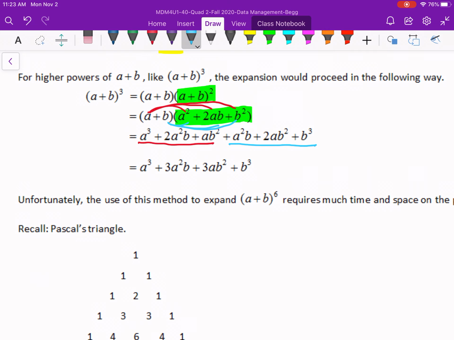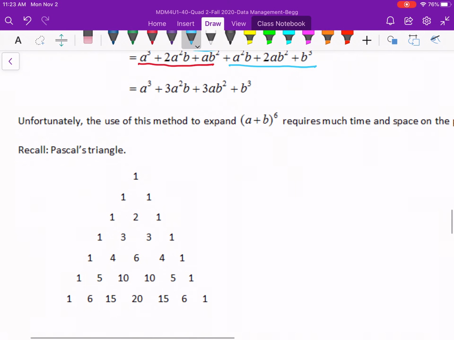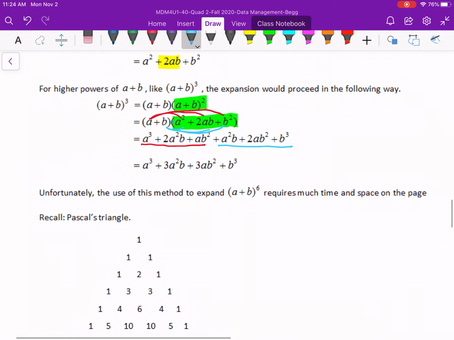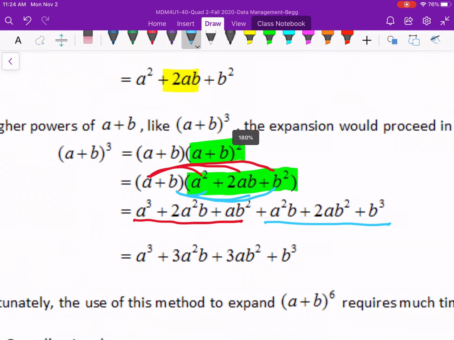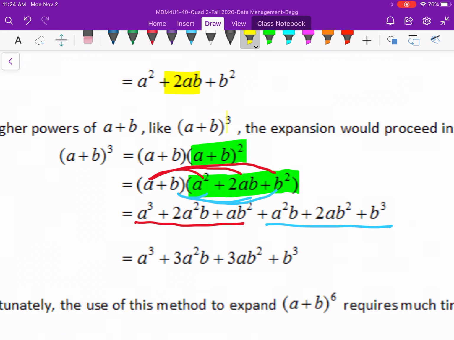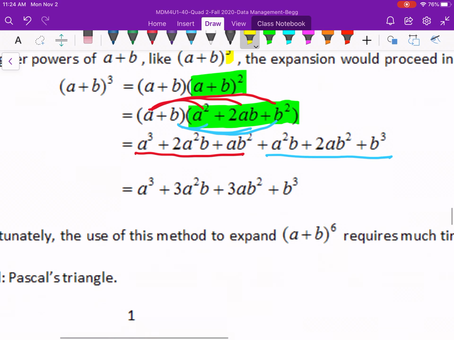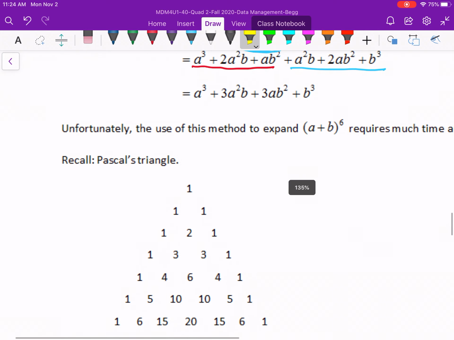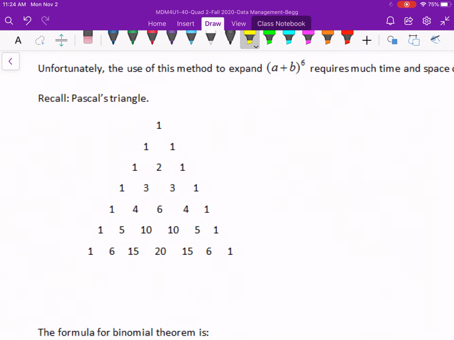4-term polynomial underneath. Unfortunately, the use of this method to expand (a + b)⁶ is going to require a lot of time and space on a page, right? We would have to just keep expanding and expanding, and we've only gotten up to an exponent of 3 on this one. If we wanted to get to 6, we'd have to do (a + b)⁴ first, and then (a + b)⁵, and just keep expanding it. Now, luckily there's a shortcut.